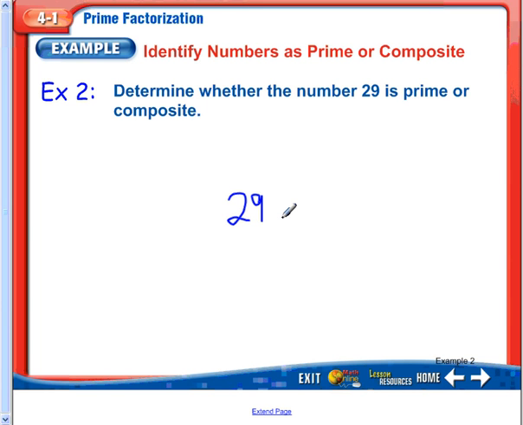9's, again, just like 3's, it has a rule. If I add them up, I should be able to divide by 9. 2 plus 9 is 11. I cannot divide that by 9. So 29 is a prime number because I cannot factor it with any other numbers other than 1 and itself.